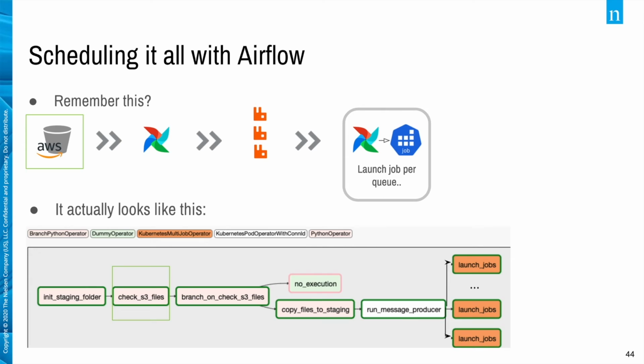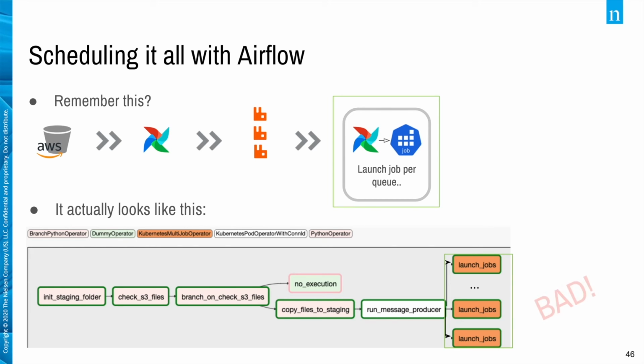So here is an operator that checks S3 files. Here is an operator that populates the queue by producing messages. And similarly, here are the operators that launch jobs. We have one operator per job, and each job represents a configuration file. And this is dynamic because each time Airflow polls the bucket, there's a different amount of configuration files there.